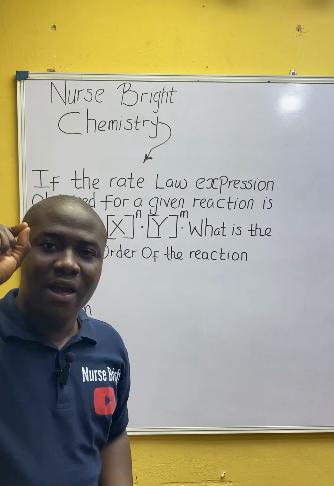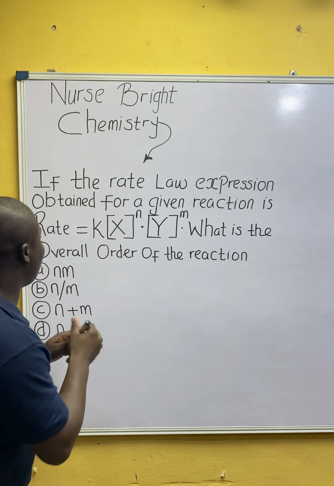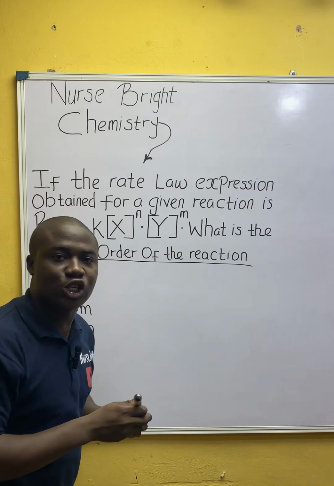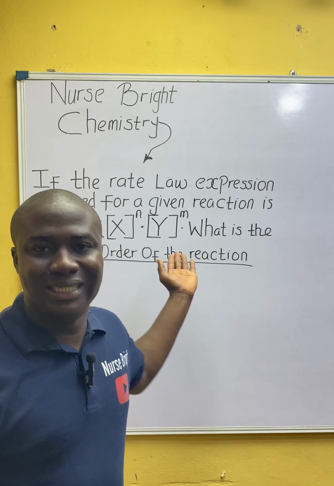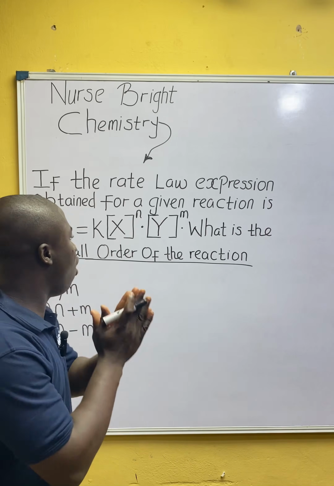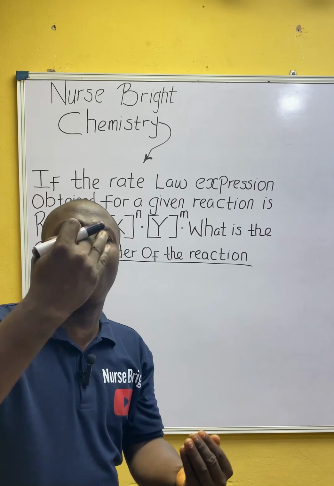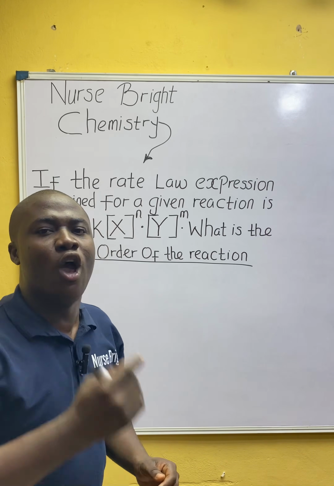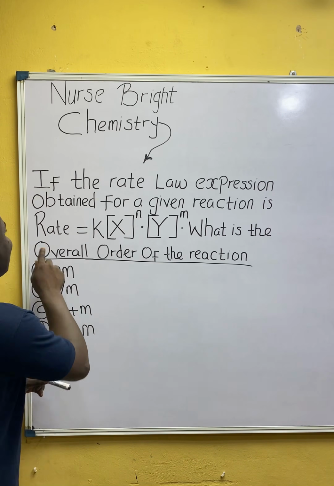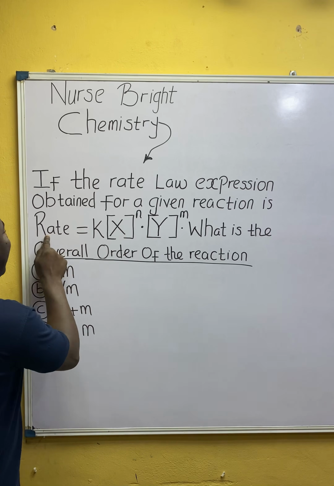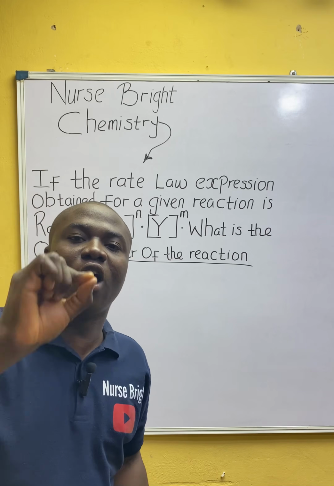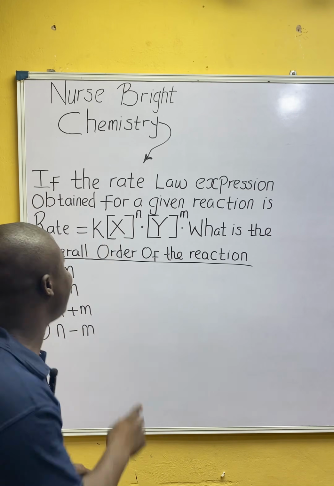But in this video lesson, where we are asked to determine the overall order for this reaction based on the rate law expression, this is very easy. So what do we do? To calculate the overall order for any reaction, you simply look at your rate law expression. You can see here that the rate law expression says rate is equal to k. This k is a constant called the rate constant, all right?